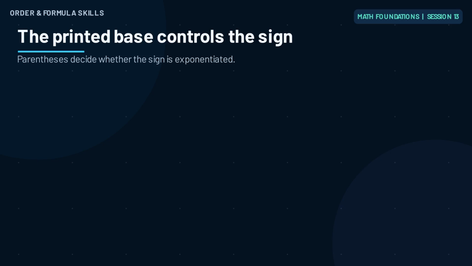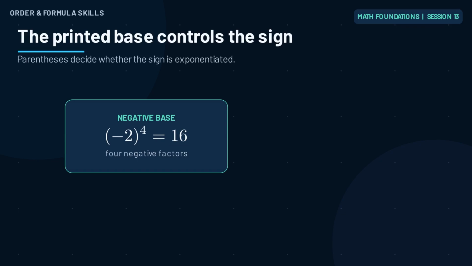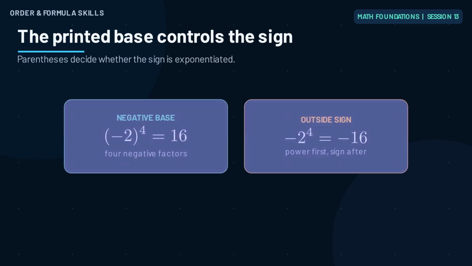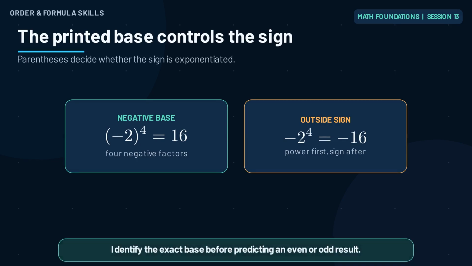Parentheses decide whether a negative sign belongs to the base of a power. Open parenthesis, -2, close parenthesis to the 4th power, repeats the negative base 4 times. An even number of negative factors produces +16. -2 to the 4th power, without parentheses, applies the exponent to 2 first. The outside negative remains, producing -16. The expressions use similar symbols but have different bases and opposite values. Identify the exact base before predicting the sign, because structure controls the sign.